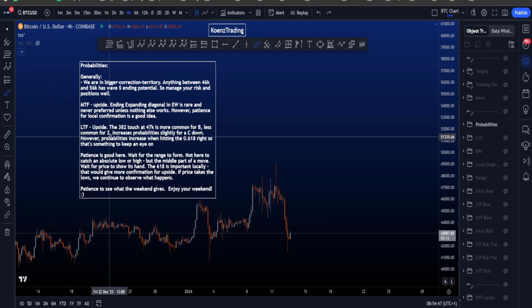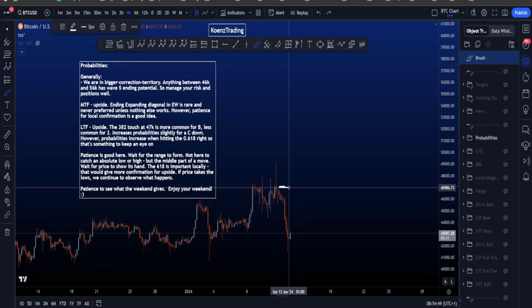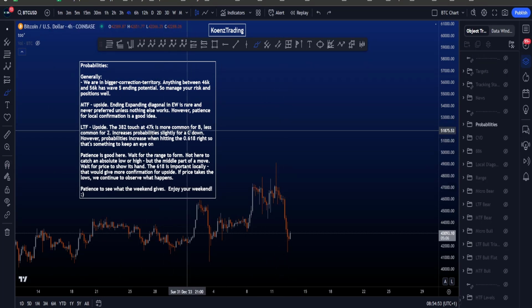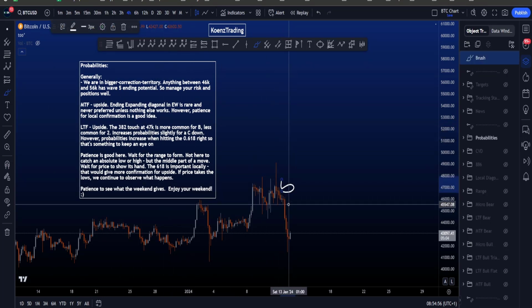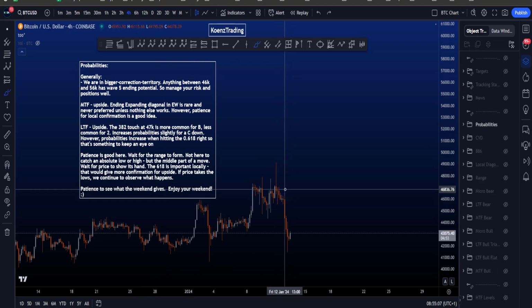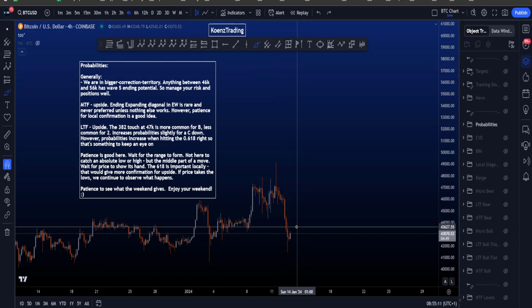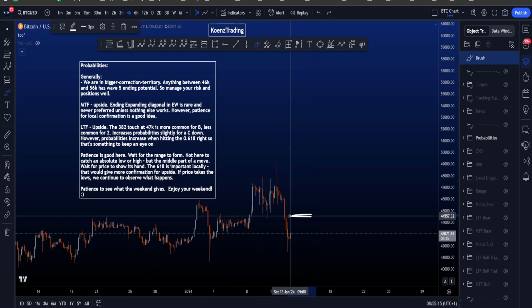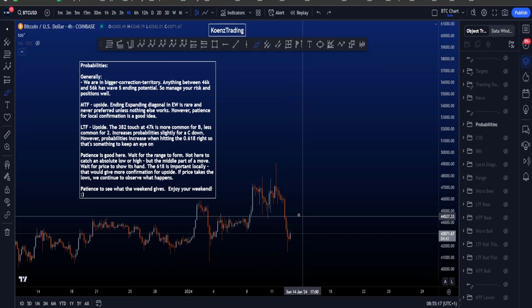On the low time frame, the 382 touch that we have over here, right, at 47k is more common for a wave B and less common for a wave 2. This increases the probability slightly for a wave C to the downside. However, probabilities increase when hitting that 0.618, right? So that is something to keep an eye on.